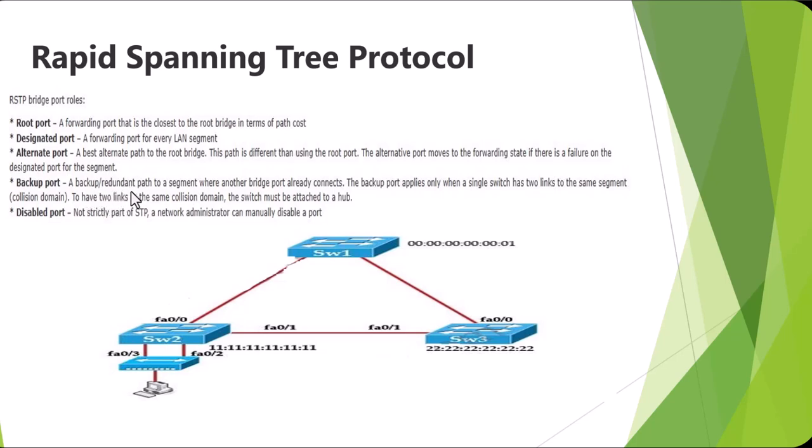And the backup port is a backup or redundant path to a segment where another bridge port already connects. The backup port applies only when a single switch has two links to the same segment or collision domain. To have two links to the same collision domain, the switch must be attached to a hub. And the disabled port is not strictly part of STP; a network administrator can manually disable a port.